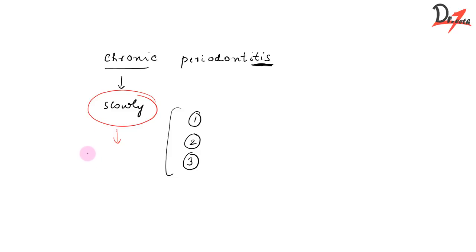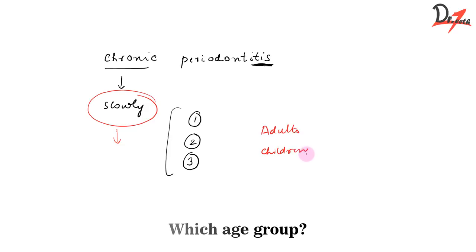Now another question is that which age group is affected the most? So I am referring to Carranza, and in Carranza it has been told that this is most frequently found in adults, but nevertheless it can also occur in children as well as in adolescents.